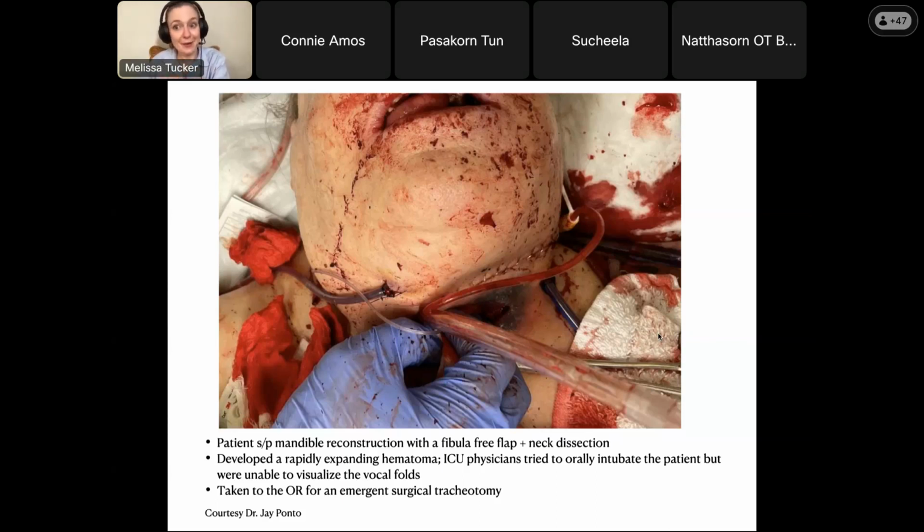I will say, I worked with this patient. She did very well once they drained the hematoma. She had a few days of not being able to swallow, but she actually did very well and is out in the community functioning, eating and drinking today, to the best of my knowledge, last time I saw her. Any questions about this case?